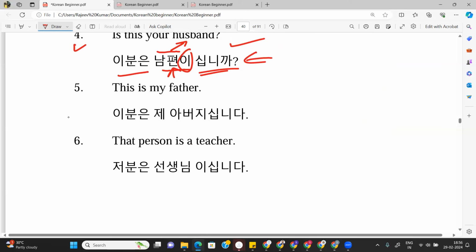Next, fifth one. This is my father. Ibunun. Aboji Simnida. Ibunun Aboji Simnida. That person is a teacher. Jobunun Seonsaengnim Isimnida. Great. Very, very good.